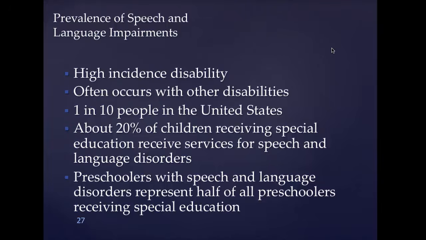Next is the prevalence of speech and language impairments. Speech and language impairment is considered a high incidence disability, and it often occurs with other disabilities. 1 in 10 people in the United States has a speech or language impairment. About 20% of children receiving special education receive services for speech and language disorders, and preschoolers with speech and language disorders represent half of all preschoolers receiving special education.